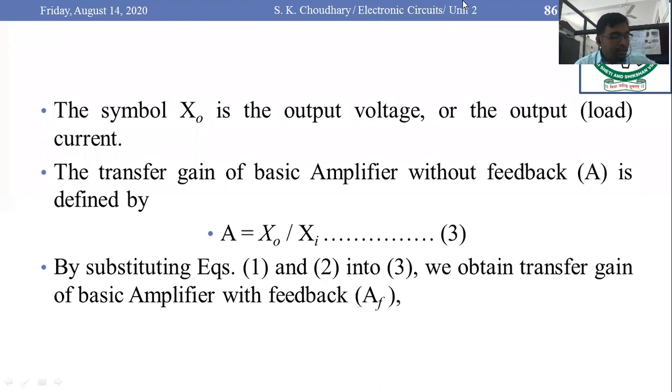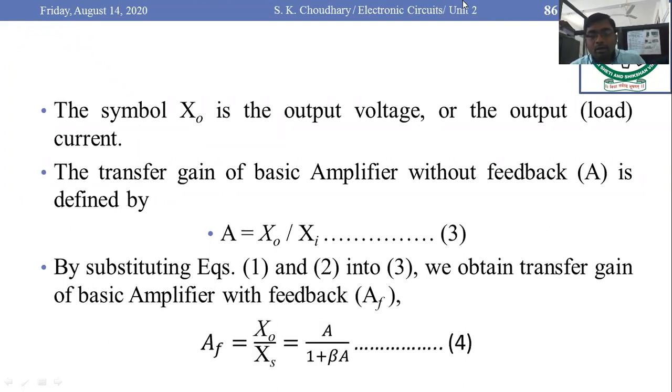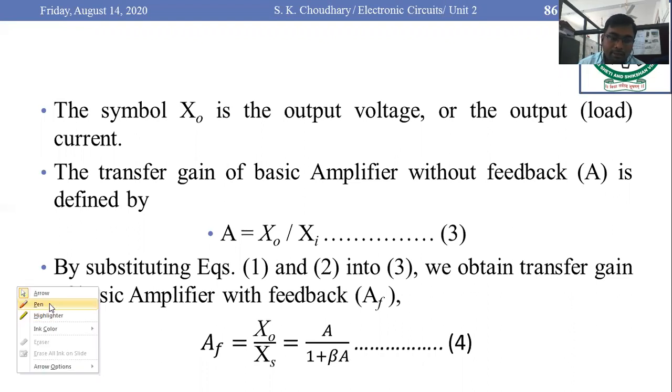Both would be substituted in equation number 3. So we obtain the transfer gain of the basic amplifier with feedback. That is called AF, and we obtain the equation AF is equal to X naught upon XS, that is equal to gain A, the gain of the amplifier without feedback, upon 1 plus beta A.